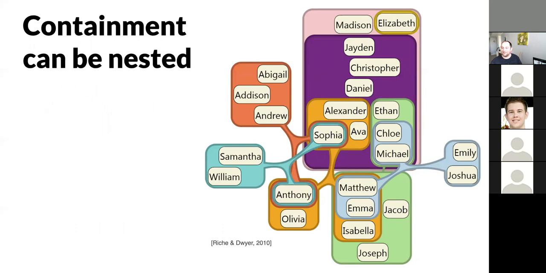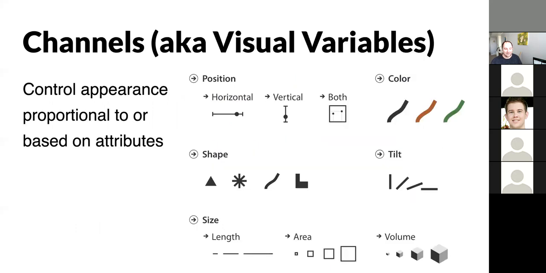This is a special kind of Euler diagram that we'll talk about when we talk about set visualization. And complementary to these marks, we have the channels that control the appearance proportional to or based on an attribute of these items. Here we have things like position, shape, size, color, tilt, volume, area, the stuff that you all just drew on my screen or on our shared screens.